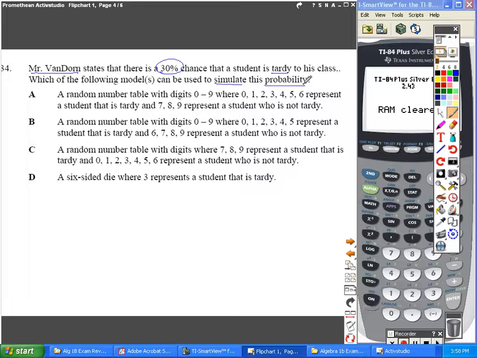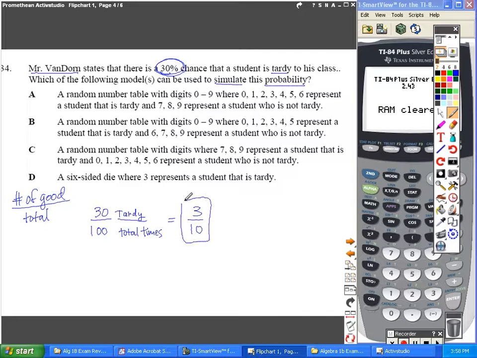All right, well, in general probability, I like to call it the number of good, or the number of choices that we want, over the total. Okay, so we have to know that going in. Let's look at our 30% as a probability. So 30% would mean 30 times out of 100, it is what we want. And on the top, we have to write down, we want tardies out of total times. Okay, so now if we reduce that, we're going to get 3 out of 10. All right, so we're looking for something that represents 3 out of 10.